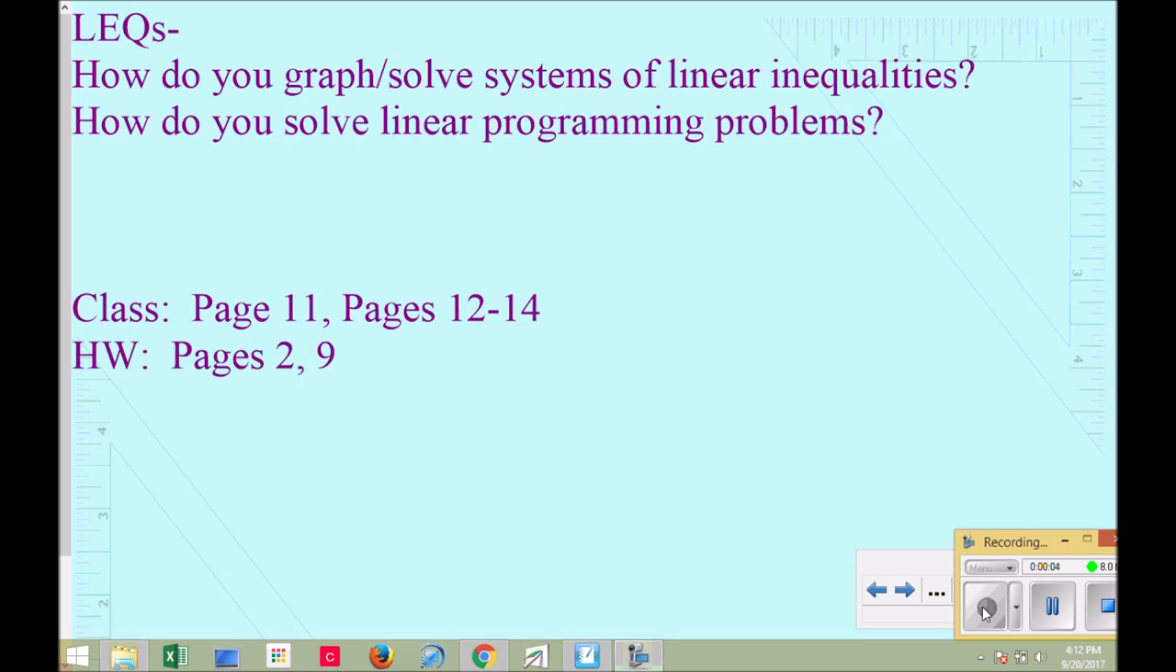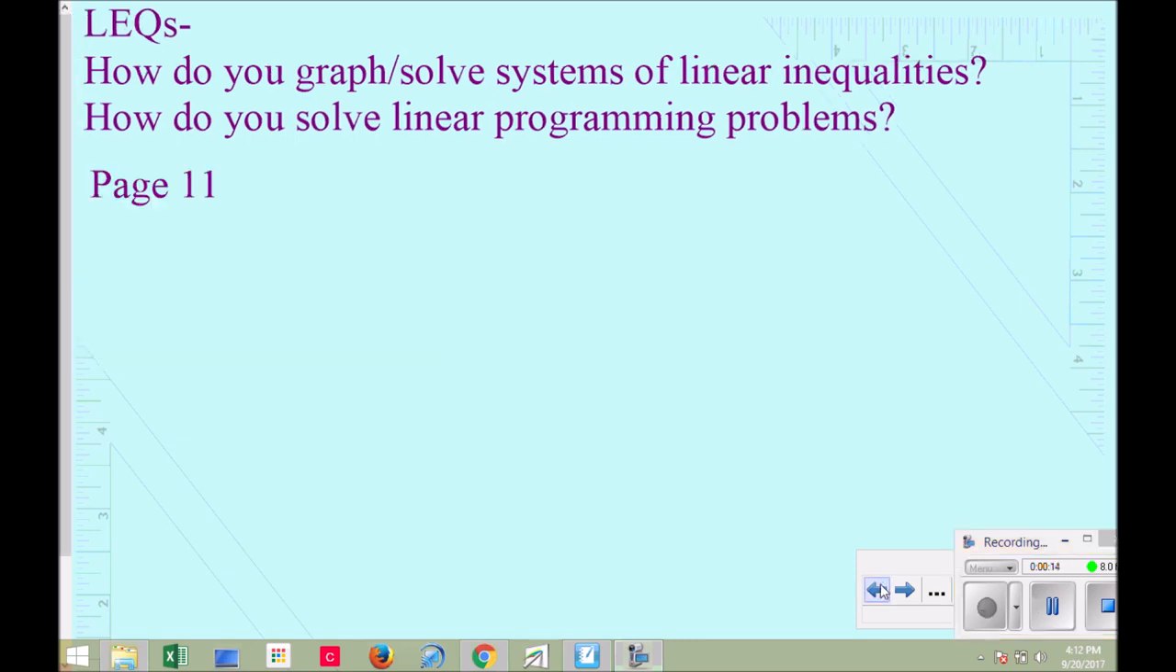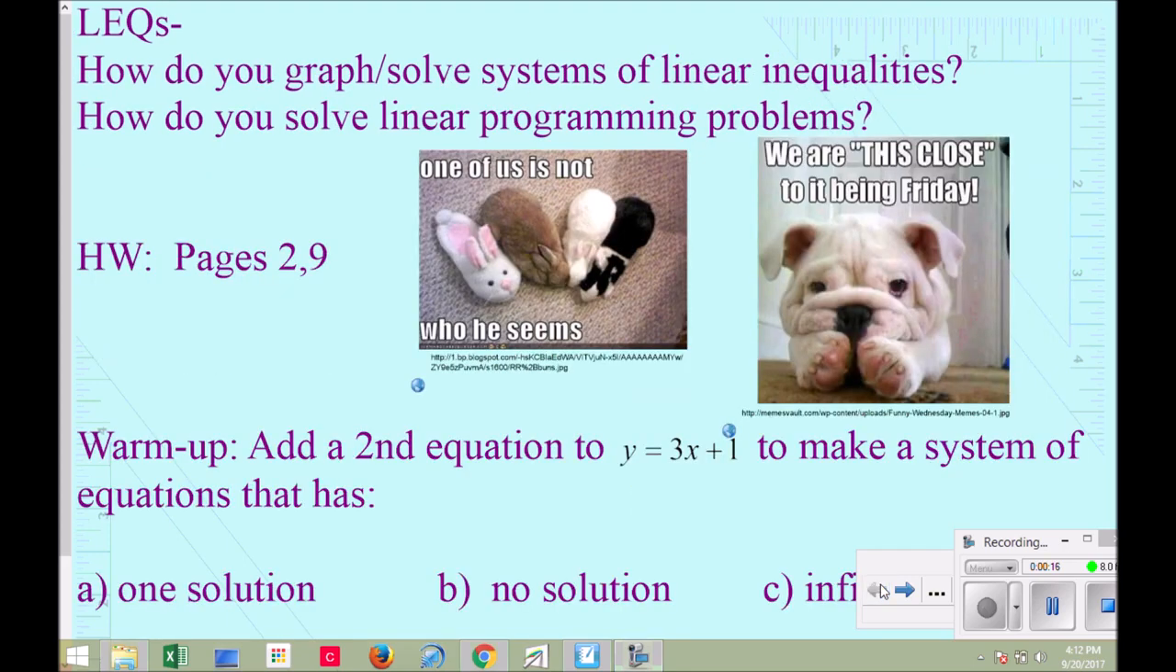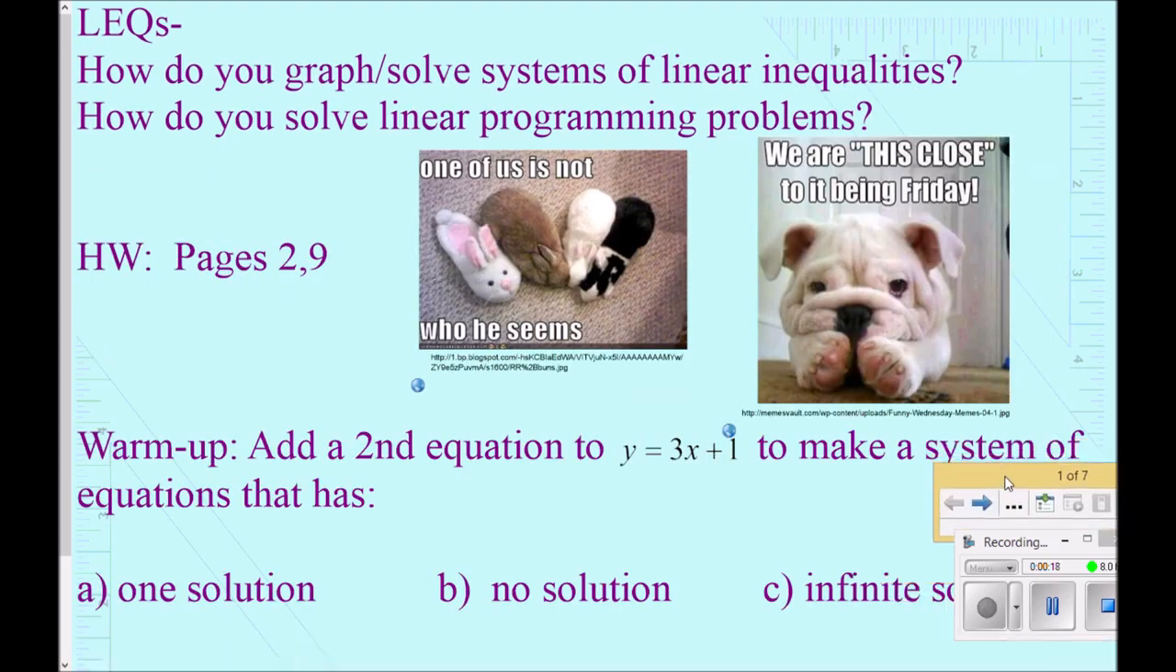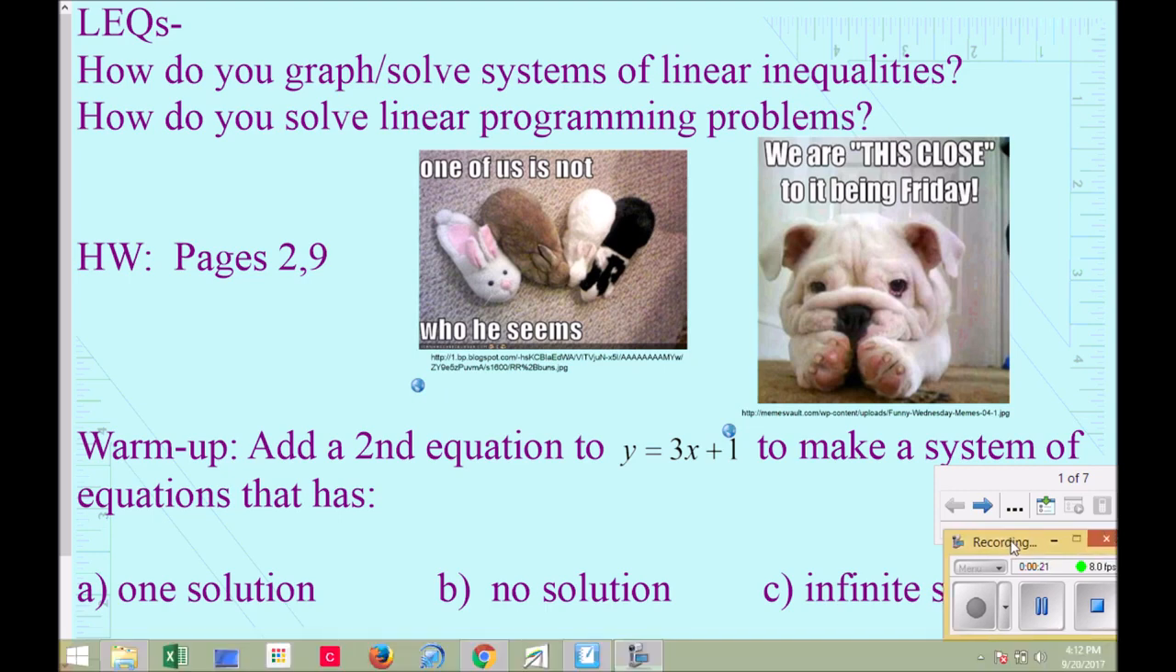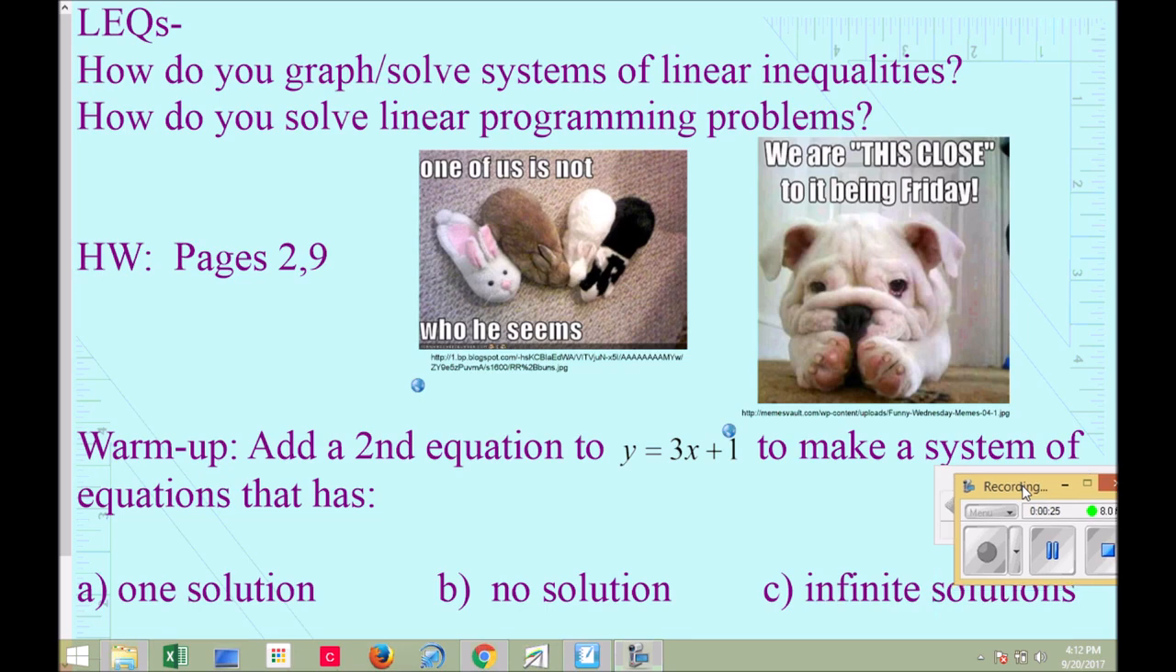This is the third lesson of Unit 2. Okay, so today we started with a warm-up. So you're supposed to rewrite or add a second equation to make a system of equations where we have one solution, no solution, and infinite solutions. So pause the video, take a moment to do that warm-up, and then play to check your answers.